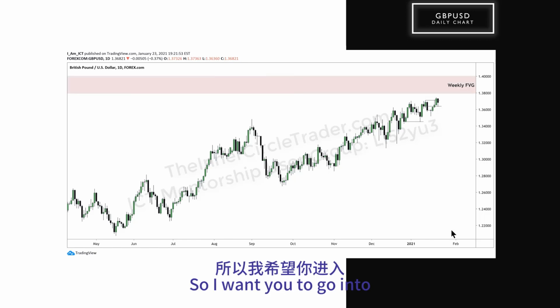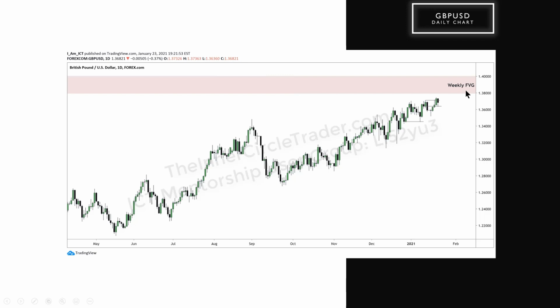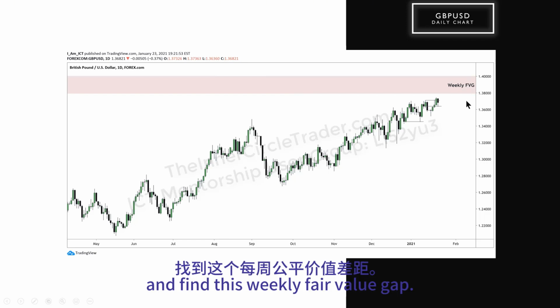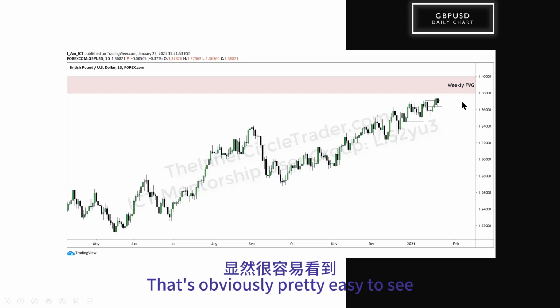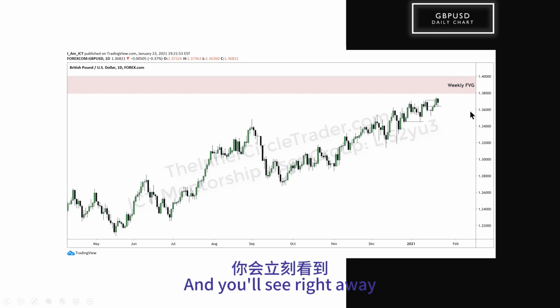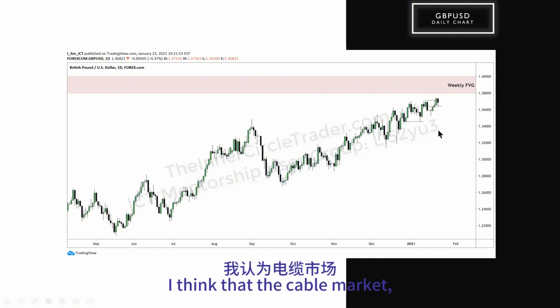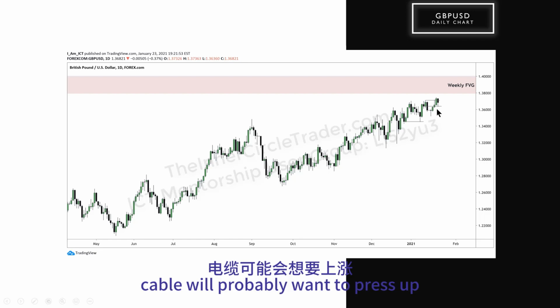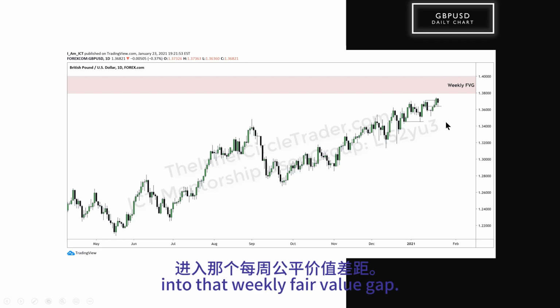All right, so I want you to go into your own weekly chart and find this weekly fair value gap. That's obviously pretty easy to see using these prices here, and you'll see it right away on the weekly chart. I think that the cable market, if we do get a weaker dollar, will probably want to press up into that weekly fair value gap.